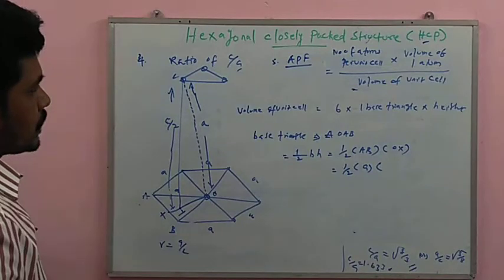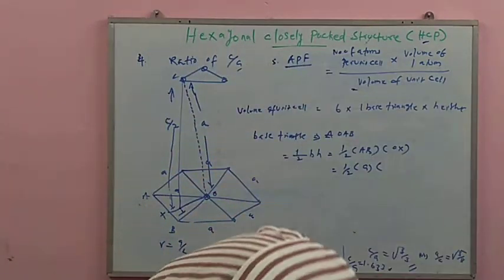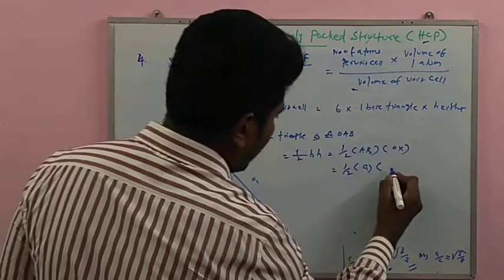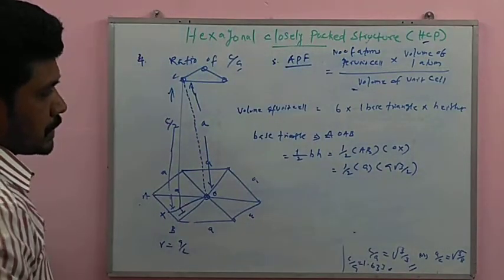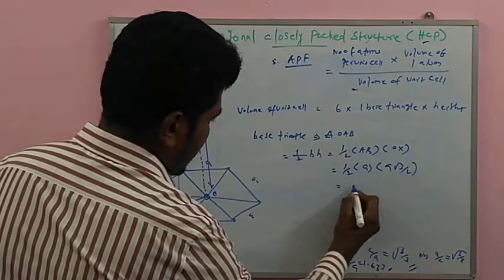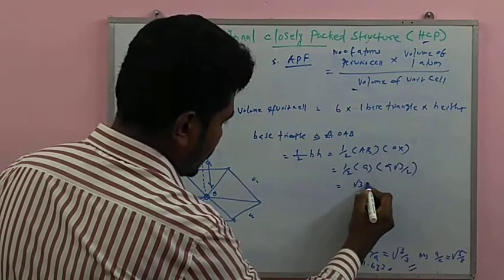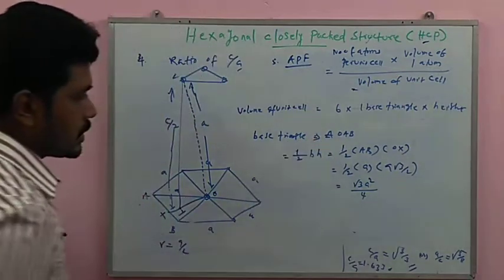Then the OX value, we already know that. It is A root 3 by 2. Understand? That is the value for OX. Now that answer is equal to what answer? Root 3 A square by 4. Understand? That is the value for one base triangle.